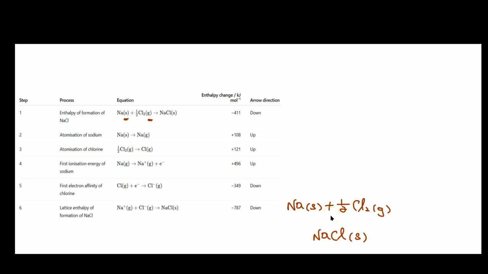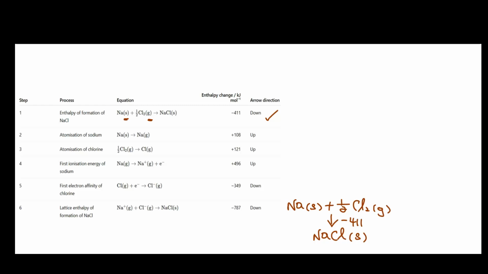The direct route is the standard enthalpy change of formation of sodium chloride. It is exothermic, so the arrow points downward. Sodium chloride is more stable than the separate elements.